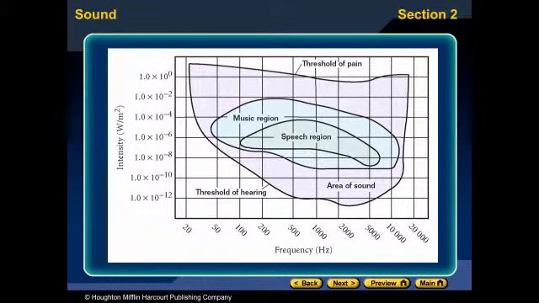So this is showing a graph of intensity versus frequency. You're looking at pitch here with frequency. Intensity would be loudness. So the area of sound, the threshold of hearing is this line. At high frequency, you can hear lower intensities. At very low frequencies, you have to have a higher intensity before you start hearing it. You can start hearing it a little quieter when you have a higher frequency. So you can see here's the speech region and the music region, and this line at the top here is the threshold of pain.